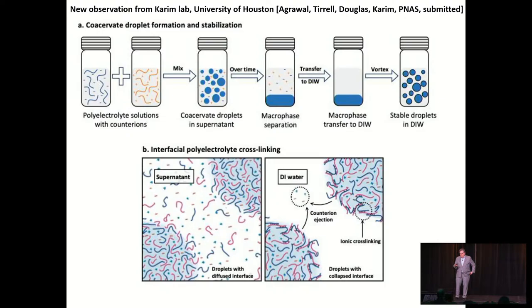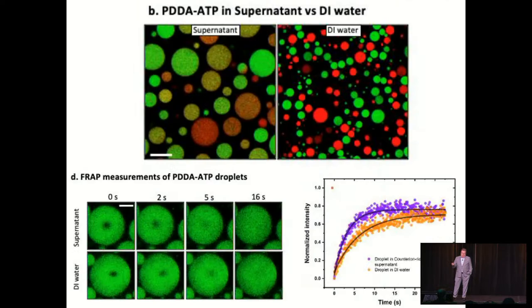And if you do FRAP experiments, for example, you can see that the interior of each is still liquid. We're not turning them into solid balls that are totally different, but they have a skin on them, and the recovery rate in a FRAP experiment is about the same, a little bit slower when you've toughened the skin with distilled water. So we think that this might play a role.